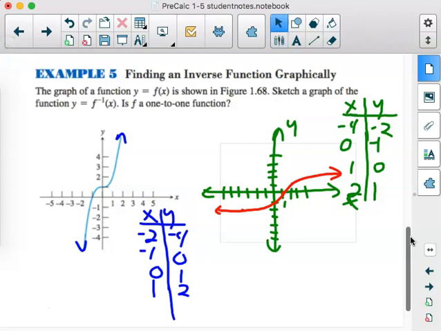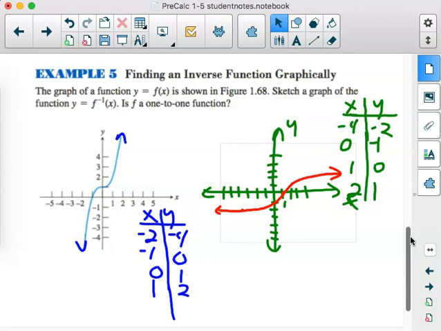So with any graph, if we can just figure out, even approximate some good points on the original, all we have to do is switch out the x's and the y's, and we've got it. So finding an inverse function graphically is not supposed to be that difficult, but you have to know what an inverse is, and you have to know about the domain and range switching.